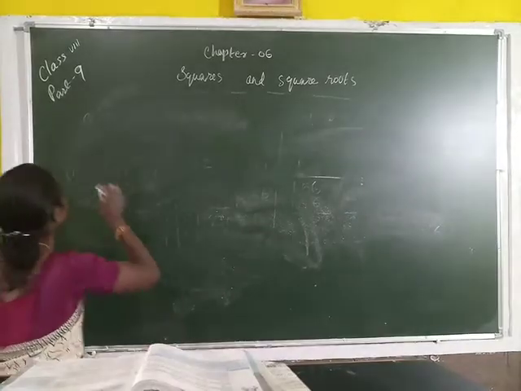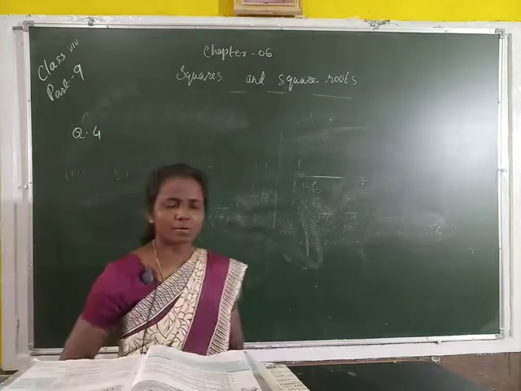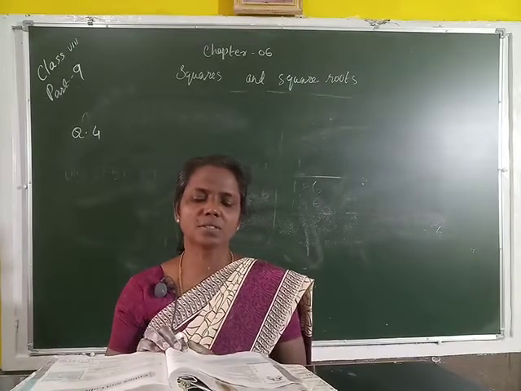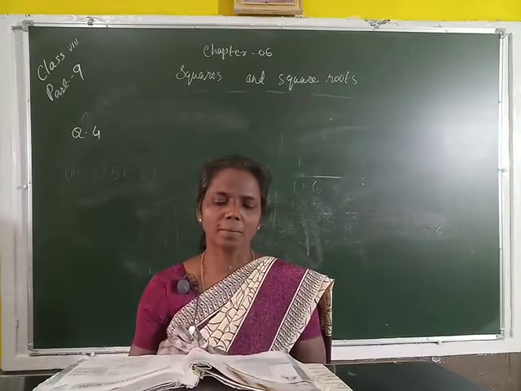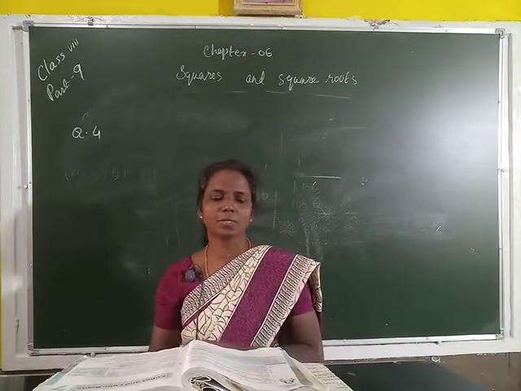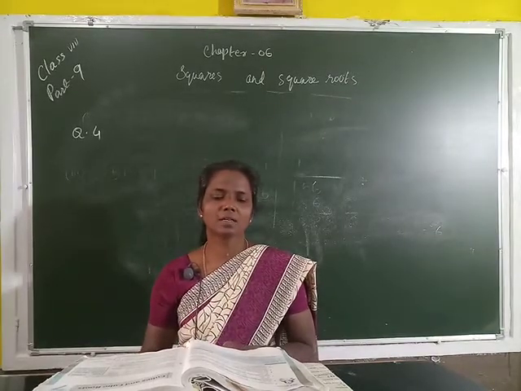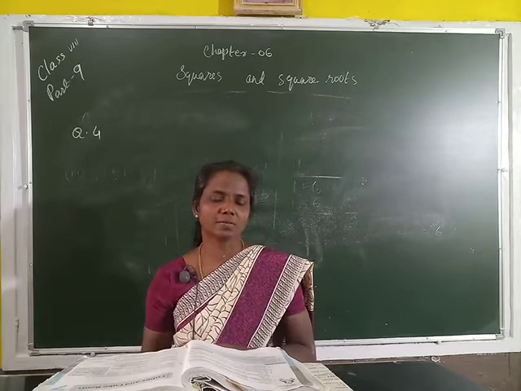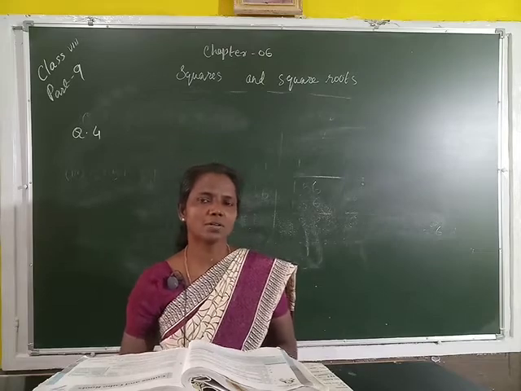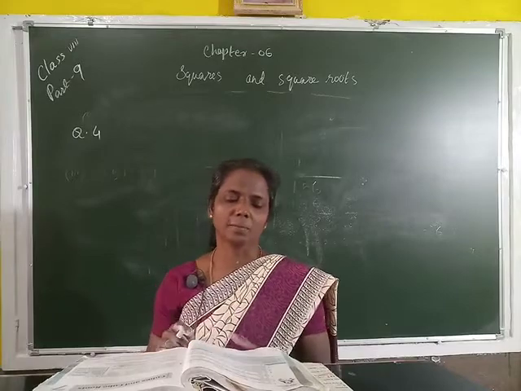Question number 4. Find the least number which must be subtracted from each of the following numbers so as to get a perfect square. Also find the square root of the perfect square so obtained. Here some numbers are given. From these numbers, whichever number we subtract, we will get a perfect square. And we also find out the square root of the obtained number. Then first number.